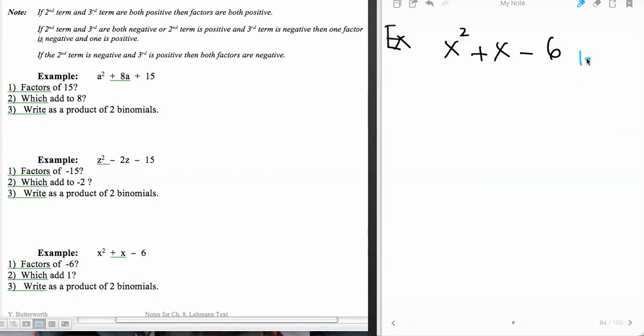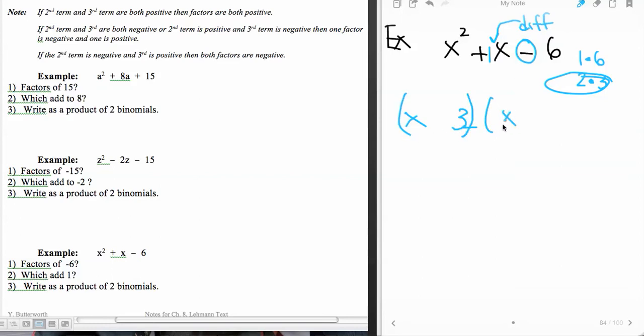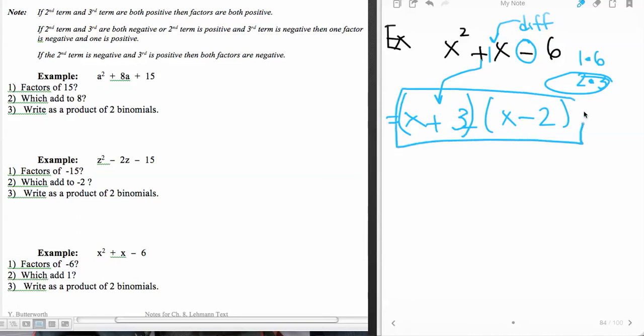Again, factors of 6: 1 and 6, 2 and 3. And then we're looking for the ones that give us a difference. So I want the difference this time to be a positive 1. And so that's 2 and 3. So I'm going to need an x with a 2. Oops, I kind of said that was 3. So let's go with that, x with a 3 and x with a 2. And then the larger one gets a positive sign, and the smaller one gets a negative. So we have x plus 3 times x minus 2.